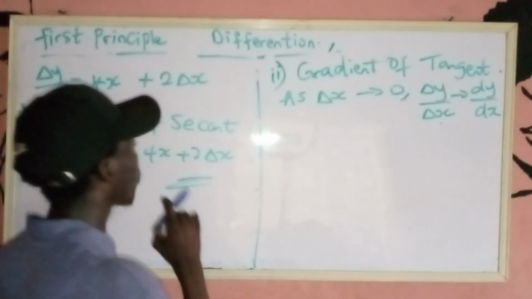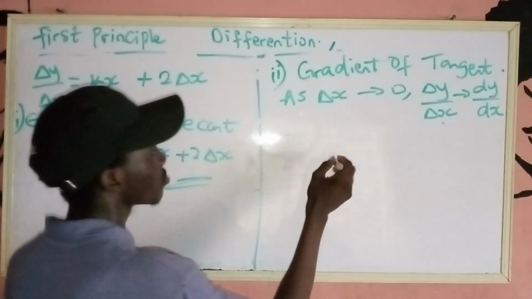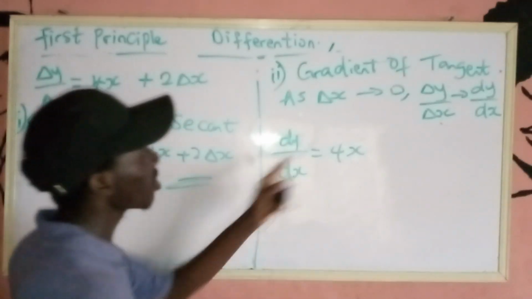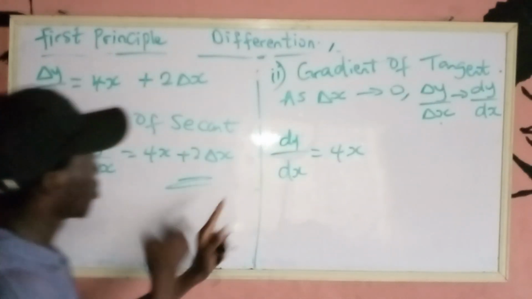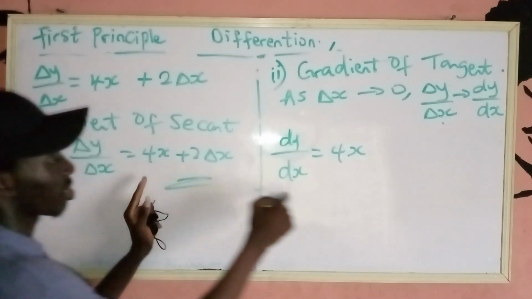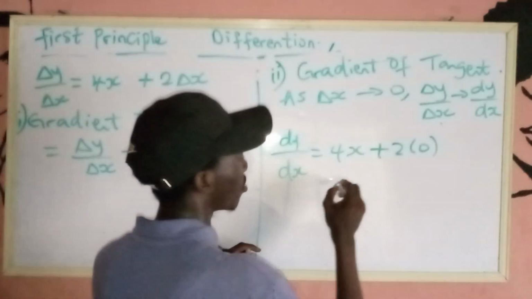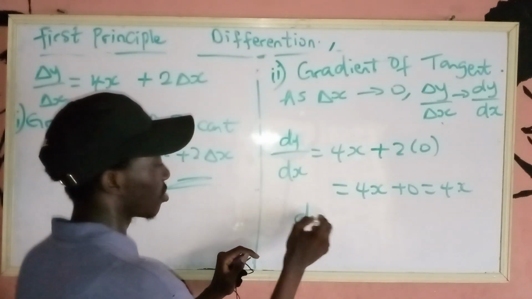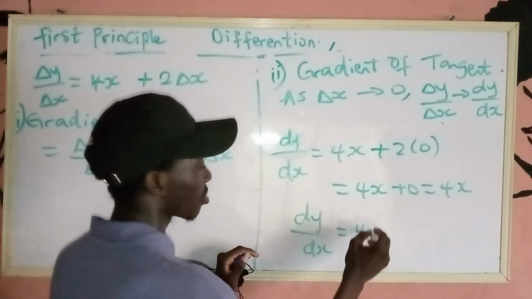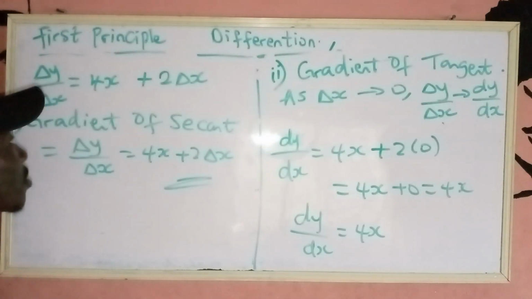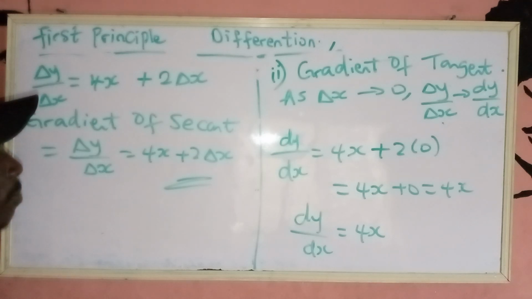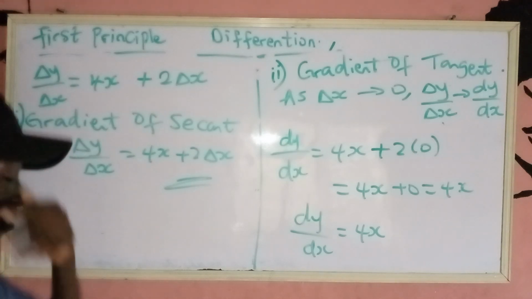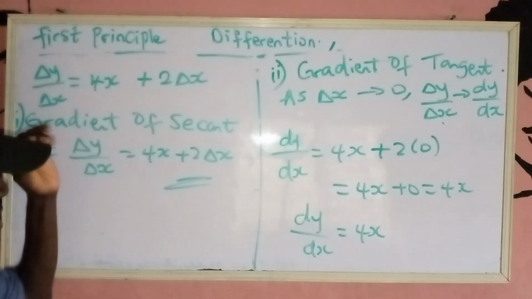So what I'll do here is I'll input 0 here. So my dy dx will be equals to 4x. Now anywhere I see my change in x, I'll put 0. So you can see in this place now, I have only change in x here. So I'm putting 0 there, 2 times 0, and that is equal to 4x plus 0, and that is 4x. So my dy dx is equals to 4x. So that's how to use the first principle by making change in x the subject of the formula. Simple as that. This will be my answer for this.